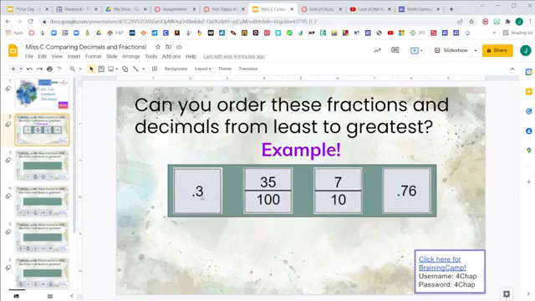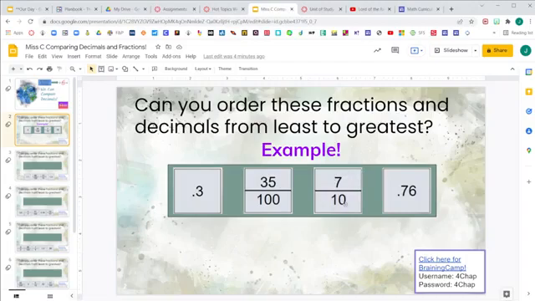So here we have 3/10, which we know is smaller than 7/10. But if you think about 3/10 in terms of hundredths, that would be 30 hundredths, right? So 30 would be less than 35. So 3/10 is our smallest. And then we have 35 hundredths would be next.